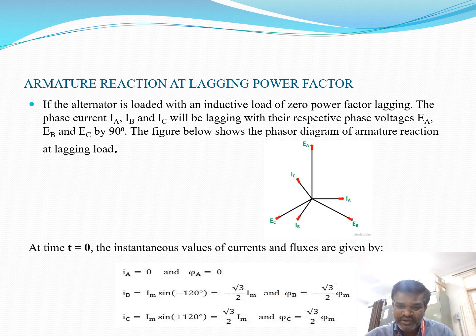And we can observe from the phasor diagram clearly that IA lags exactly 90 degrees behind EA, IB lags exactly 90 degrees behind EB and IC lags exactly 90 degrees behind EC. Now from these phasor diagrams, the resultant voltage, resultant flux or resultant current we can calculate.